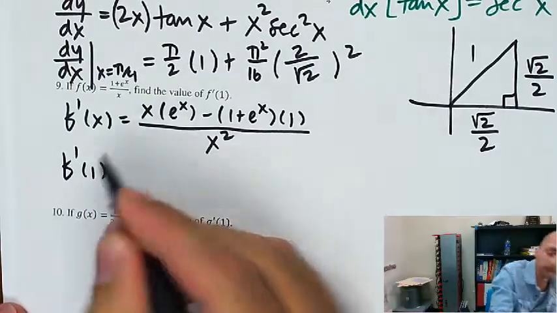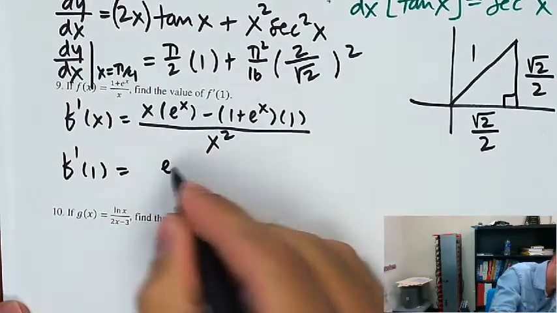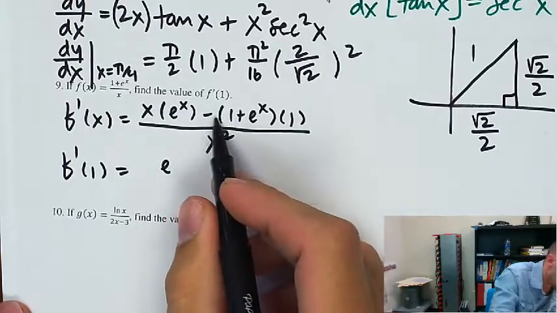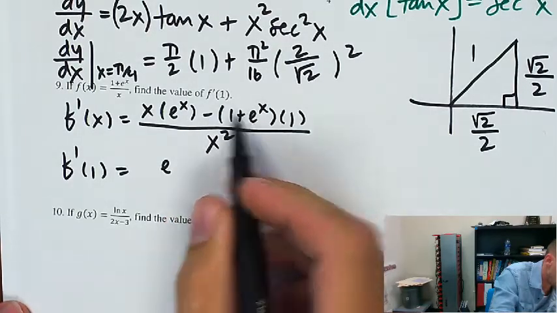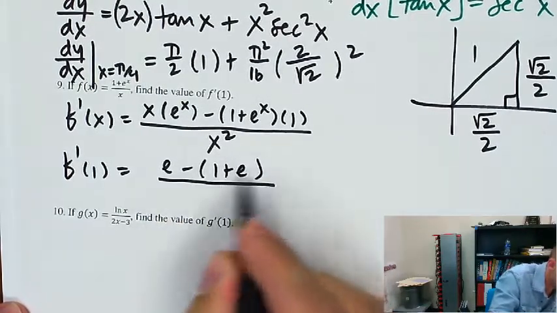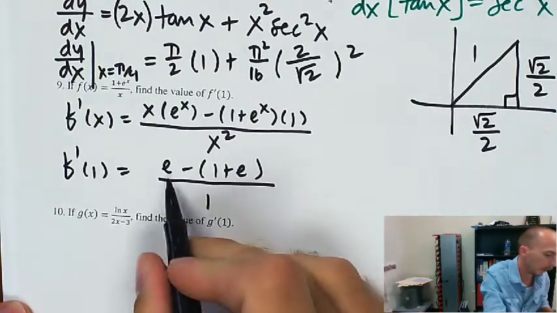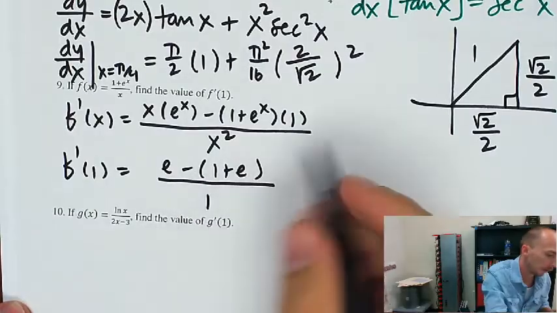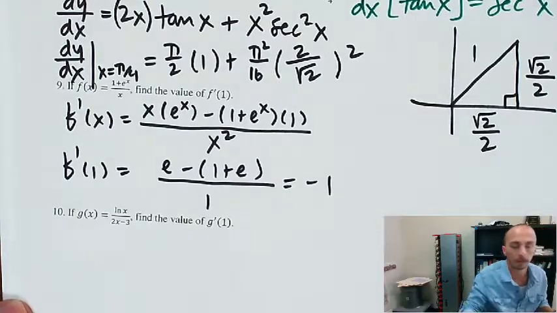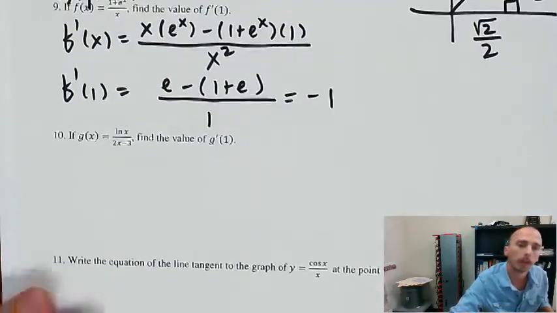F prime of 1 is going to be whatever I get when I plug in 1 here. So this is going to be 1 times e to the 1, that's just e, minus 1 plus e, divided by 1 squared. Well, when we look at that, that's going to be e minus e, and it's going to end up being just negative 1. Okay, that's interesting. I wouldn't have suspected that would come back with an integer answer.